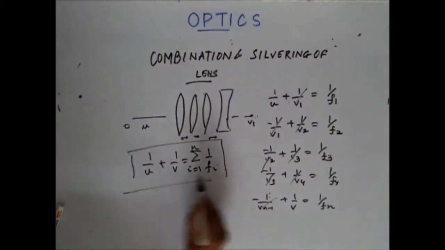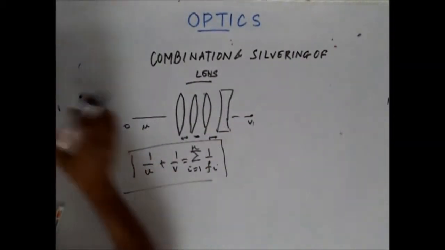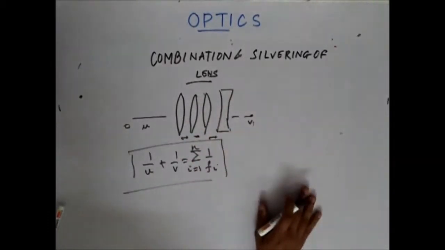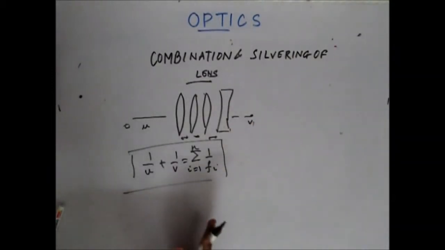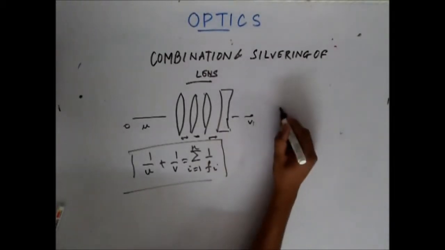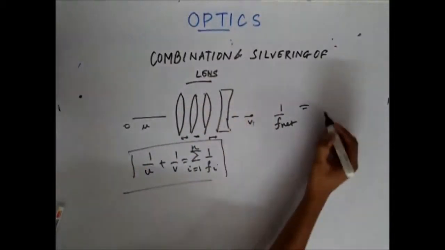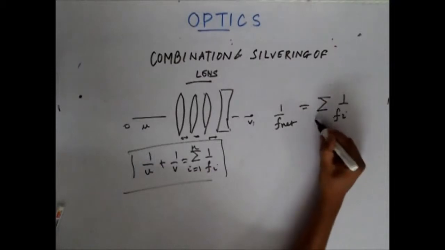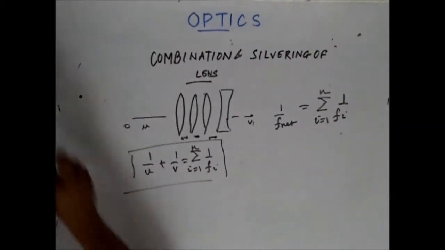So what does this mean? It means that when we have a combination of lenses which are at a negligible distance from each other and the whole combination is put in the same medium, then to find the distance of the image, what we can do is we can find the net focal length of the combination. The net focal length of the combination is given by summation of 1 by fi, i equal to 1 to n. This is when we have a combination of lenses.